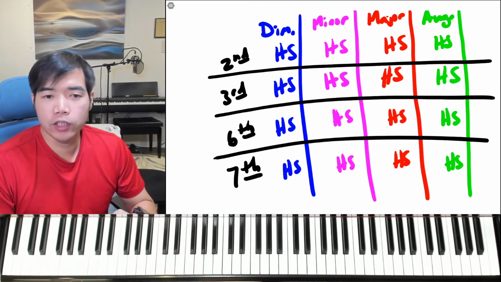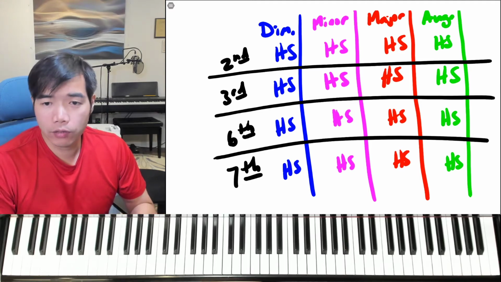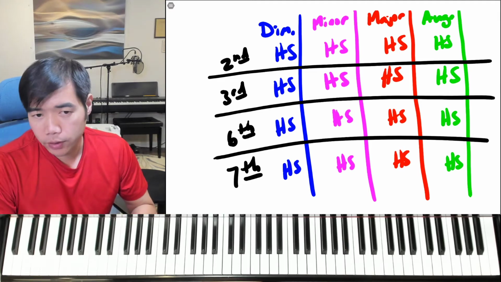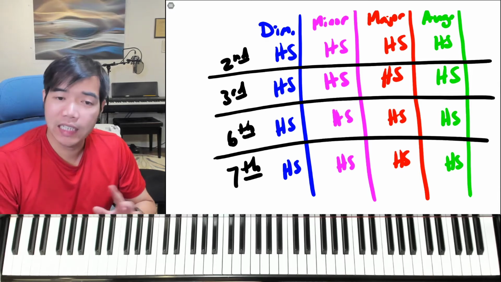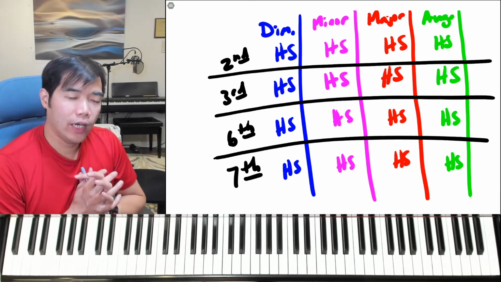Notice we're omitting the unison, the fourth, the fifth, and the octave. That is because those intervals can only be perfect, diminished, or augmented, but they can never be minor or major. So we're going to keep those for another video.